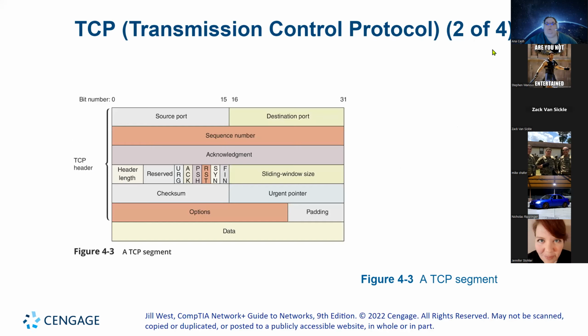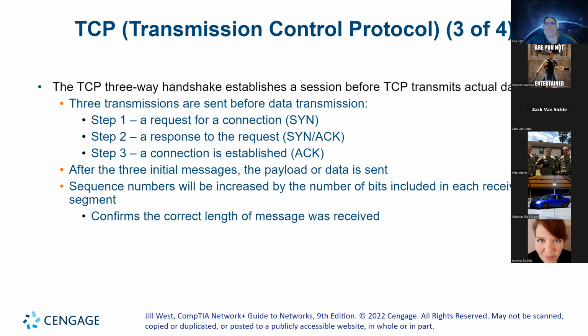Okay, so this is just showing source, destination, sequence number, acknowledgement, and it's just going through how everything looks on a TCP segment. And this is your three-way handshake. Remember this because I've seen this on multiple certification exams where I didn't think I was going to see it, but I forever will remember the three-way handshake in my nightmares.